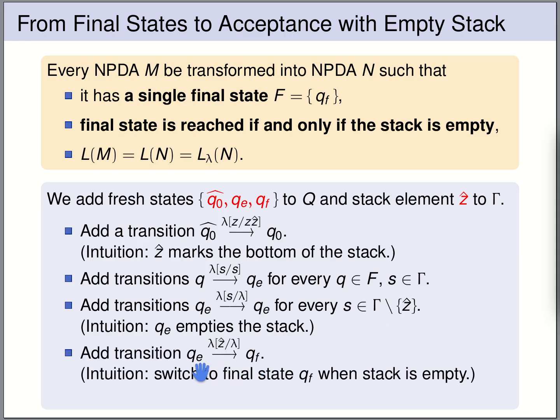And finally, once the stack is empty except for Z hat, we have one more transition that goes to our new final state QF, so it does not consume any input. It removes Z hat. So when we switch to QF, the stack is really empty. And now we make Q0 hat our new starting state and QF our only final state. And we have obtained an automaton that reaches this final state if and only if the stack is empty and otherwise simulates the behavior of our original automaton M.